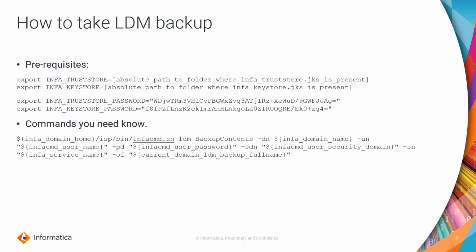For the backup, we use the infra-cmd.sh script, which is placed under infra-home ISP bin. Preceding it, we will have -dn for domain name, -un for username, -p for password, -sdn for the security domain of the user, -sn for the service name, and -hof for the backup output file.